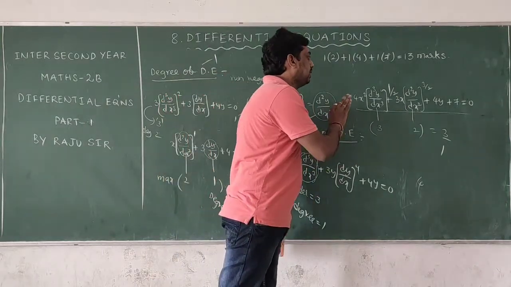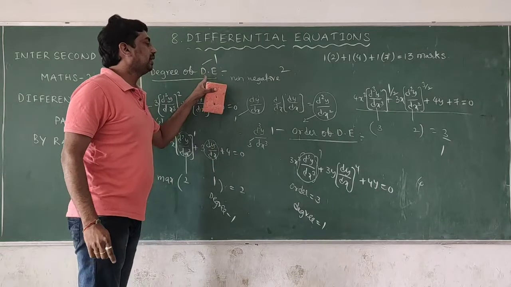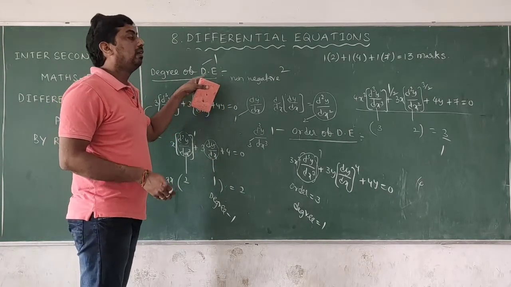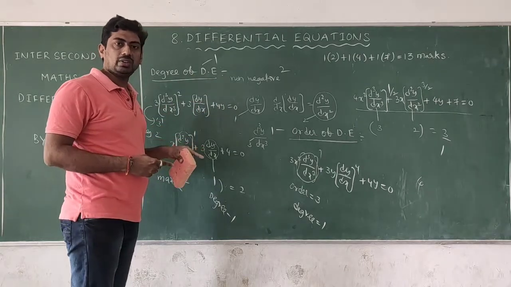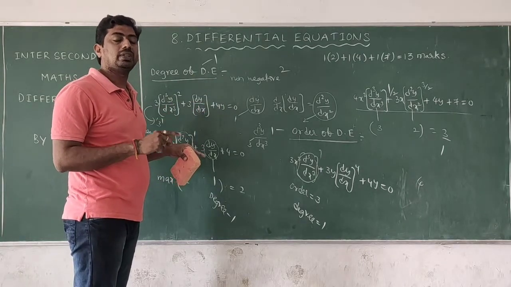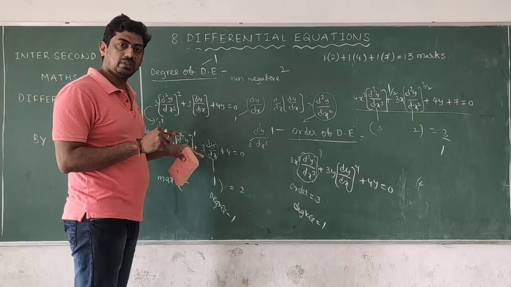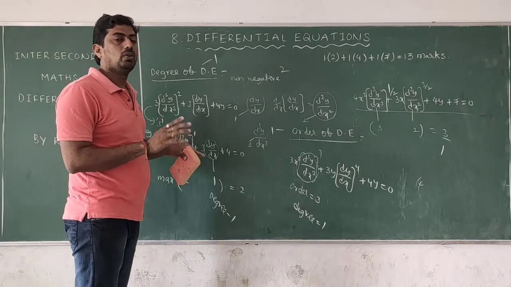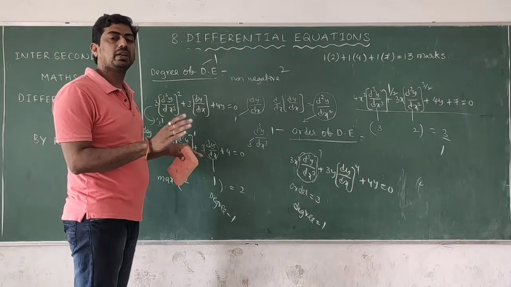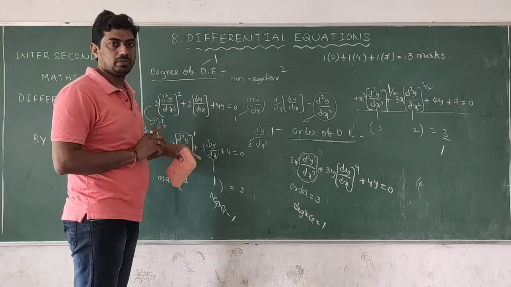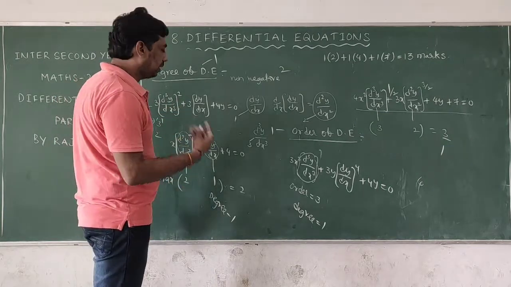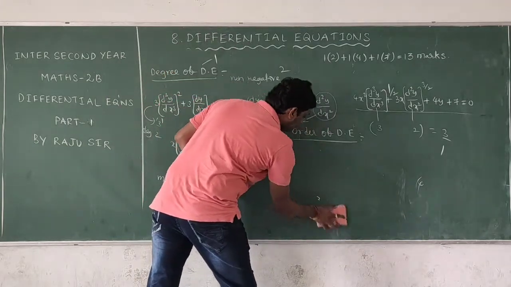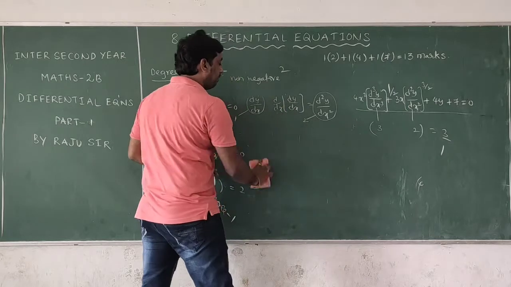Okay, so that means the first point is that the degree of the differential equation is always a non-negative integer. The second point is that whenever we write the degree of the differential equation, the powers of the derivatives must not be in fractions. We must simplify them to non-negative integers, and only then can we write the degree of the differential equation. Is it clear?